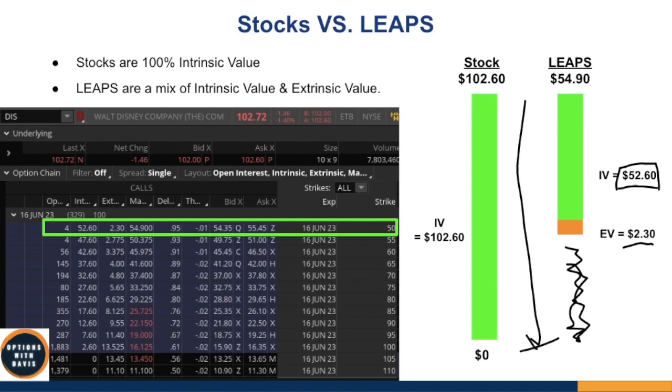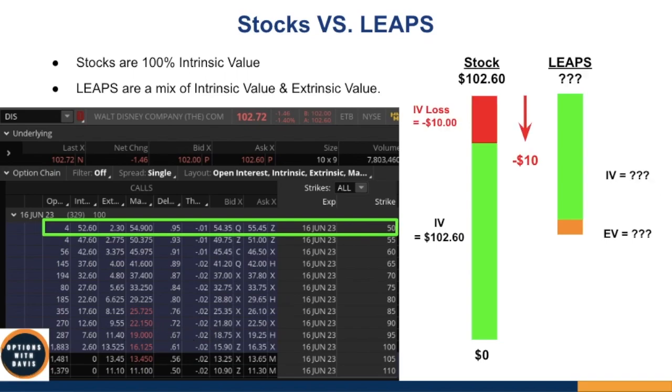Now, let's see what's the effect if the market actually drops. So if the market drops, or the underlying stock drops $10, the stock is very straightforward, right? You lose $10 in intrinsic value. You can see the value is lost here. And the remaining intrinsic value, this is not correct. This should actually be $92.60. Let me just change it here very quickly. So this is $92.60 because you have already lost $10.